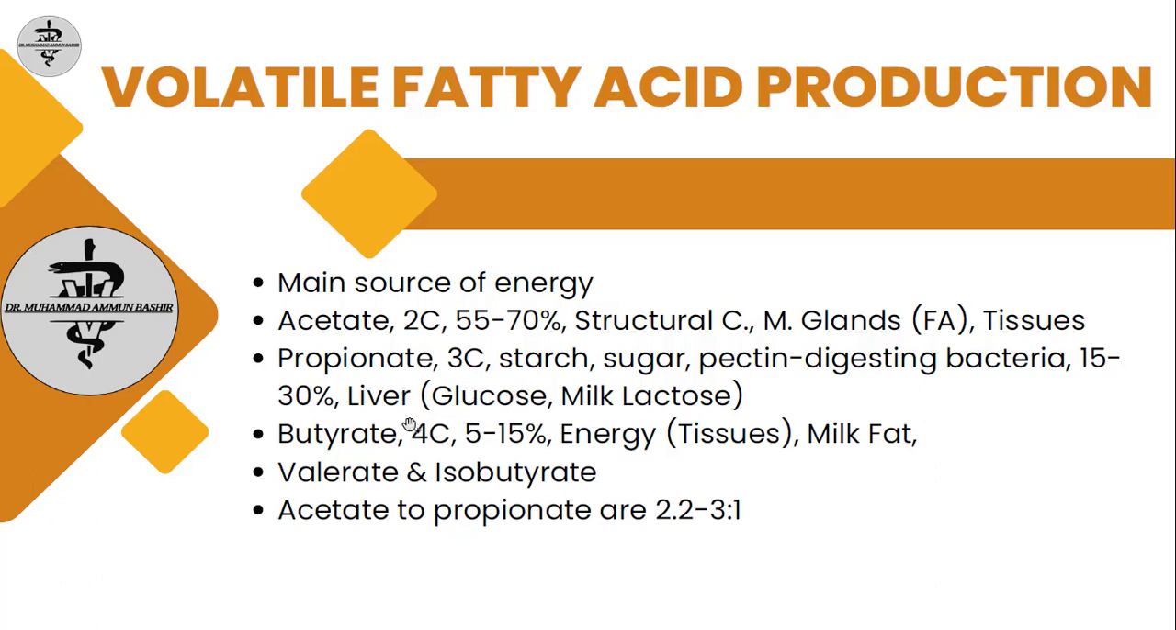The third one is butyrate. Butyrate is a 4-carbon chain, and it makes up 5 to 15% of total volatile fatty acids. Butyrate is used as an energy source in the tissues, as well as making milk fat. And the acetate to propionate ratio in the rumen is 2.2 to 1 or 3 to 1.